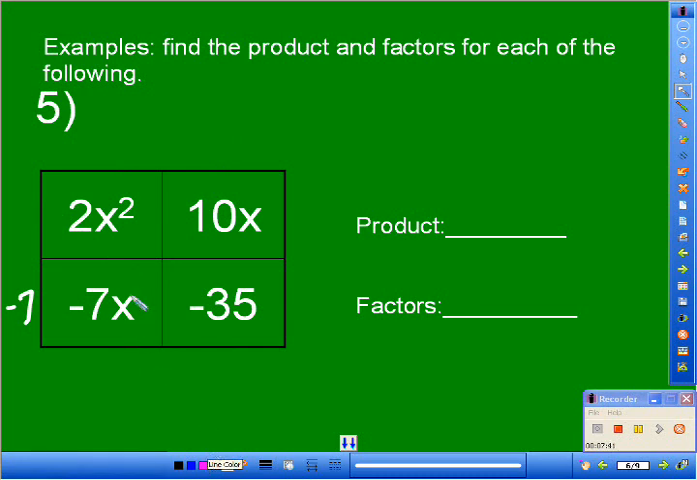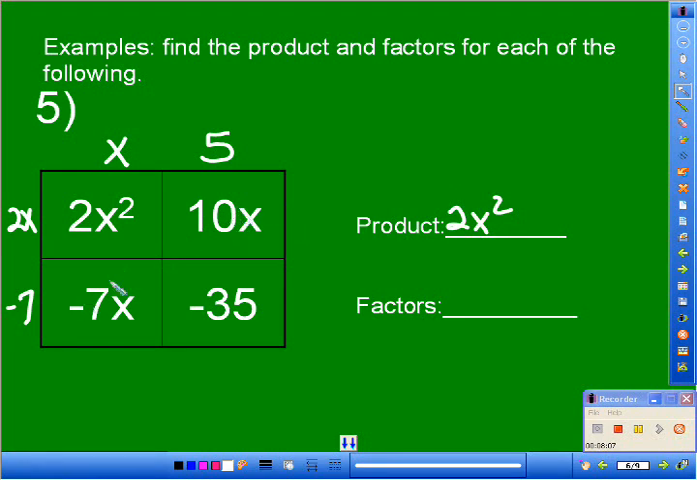All right, hopefully you figured out that this column has a common factor that's just x. Common factor here is just 5. Common factor across this row will be 2x. And if you check your factors, 2x times x is indeed 2x squared. 2x times 5 is indeed 10x. My product is 2x squared.